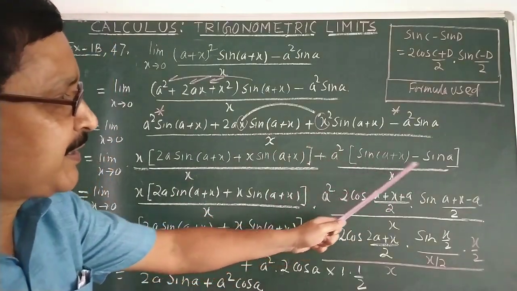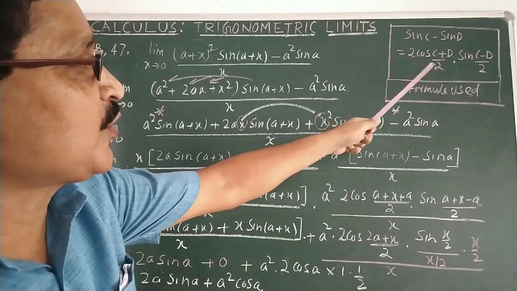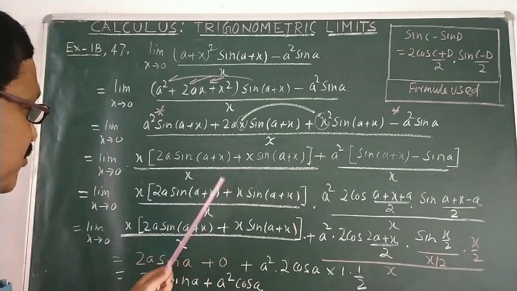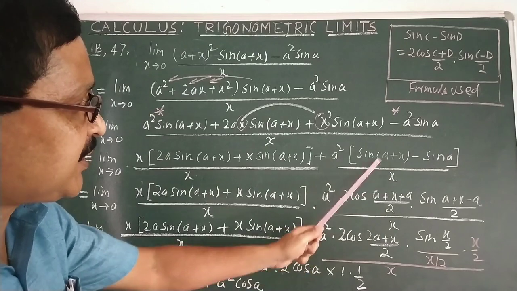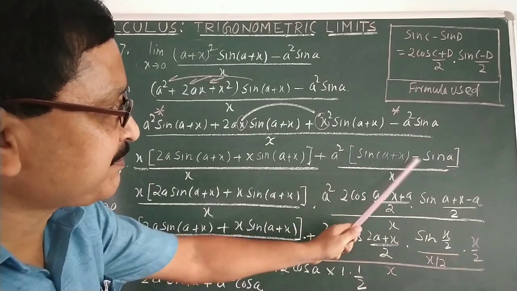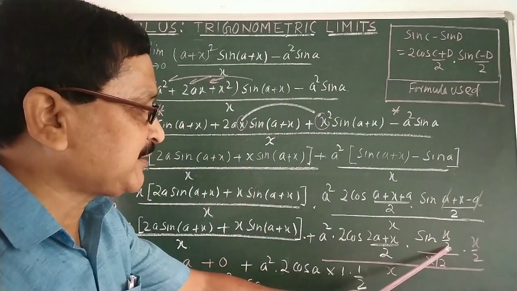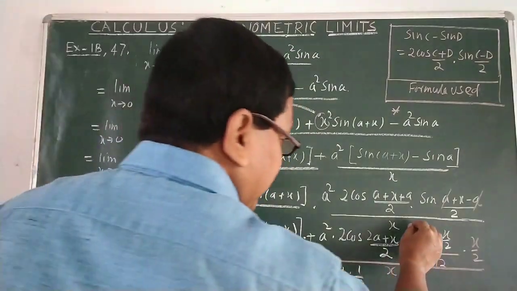Now sin c minus sin d, there is a formula for sin c minus sin d: 2 cos((c plus d) by 2) into sin((c minus d) by 2). This is as usual. No change in the first part. The formula is 2 cos of this plus this by 2, and this minus this by 2. A cancels. Now we are getting x by 2.